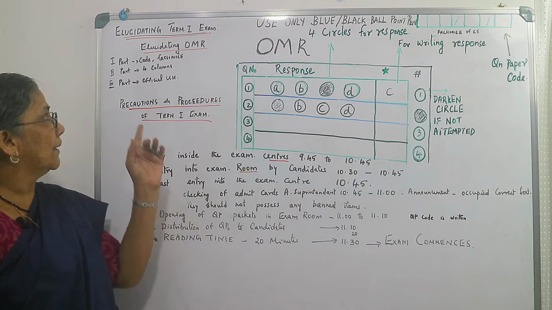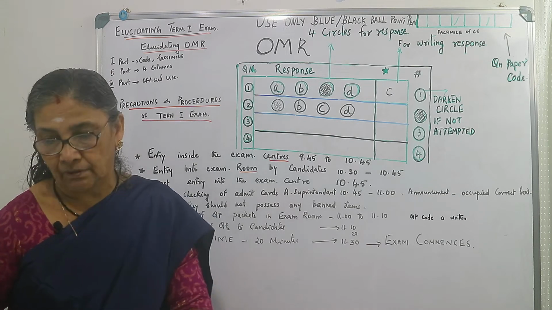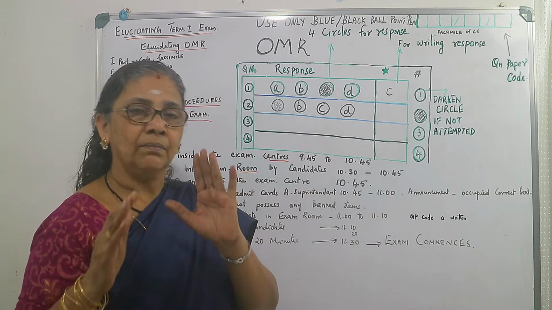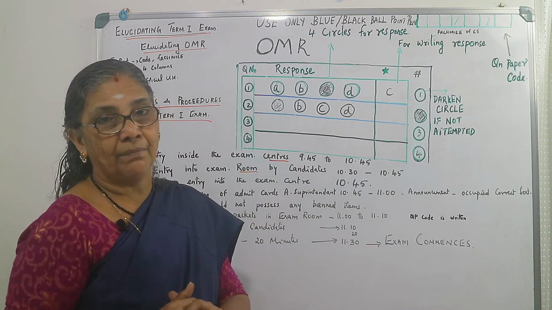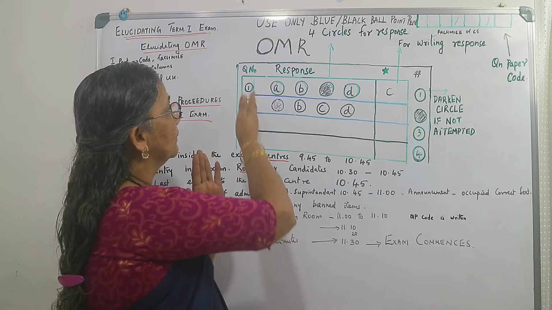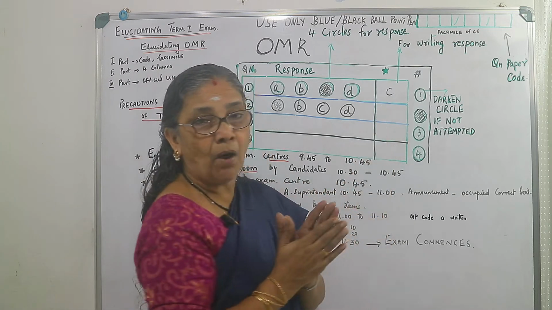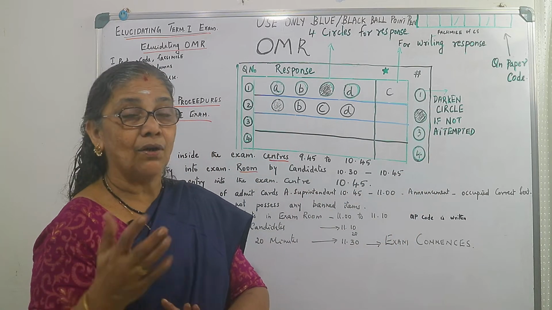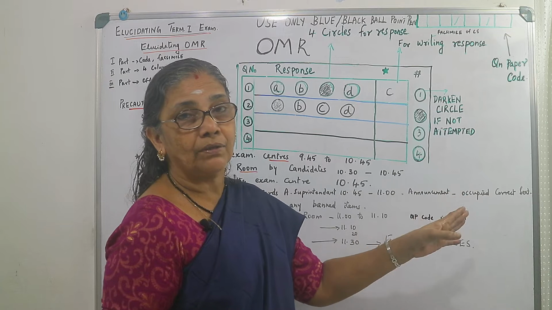The first part tells about the code and facsimile. Before that, I am giving you a picture already. The majority of you know about the OMR sheet, but anyway, let me say what the major features are. The first column is the question number, the second column is the response, the third column is a box, and the fourth column has to be marked as not attempted. These should be darkened circles if the students have not attempted.